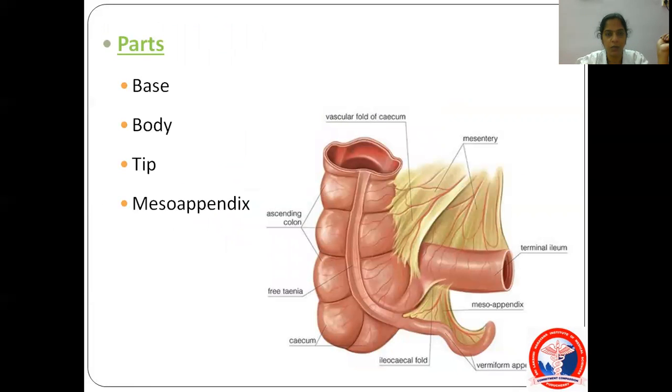Yes. Now we'll see the parts of the appendix. In this picture, you can see the appendix. It is seen on the posteromedial wall, 2 centimeter below the ileum. It consists of the base, the body and the tip. So 3 parts. This is the base, this is the body of the appendix, and this is the tip of the appendix. The appendix is connected to the ileum by a fold of peritoneum that is named the mesoappendix.